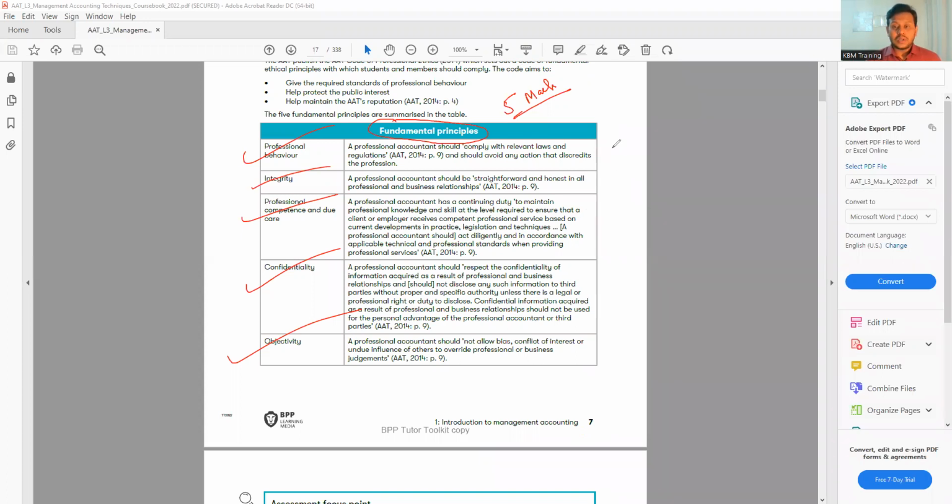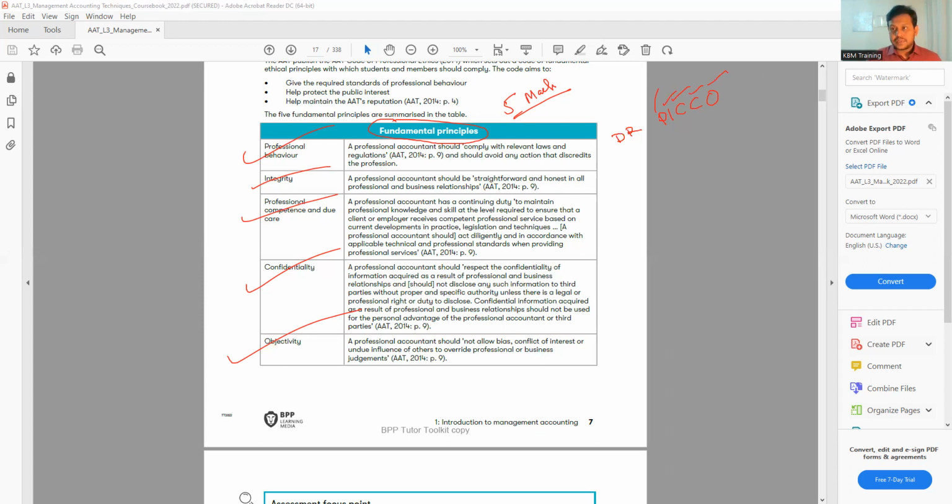Now, there is a word that will help us to remember the 5 fundamental principles of ethics, and this word is called Dr. Pico, P-I-C-C-O. So P for professional behavior, I for integrity, C for competence and due care, C for confidentiality, and O for objectivity. If you remember this word, Dr. Pico, it will help us to remember the 5 fundamental principles of ethics.